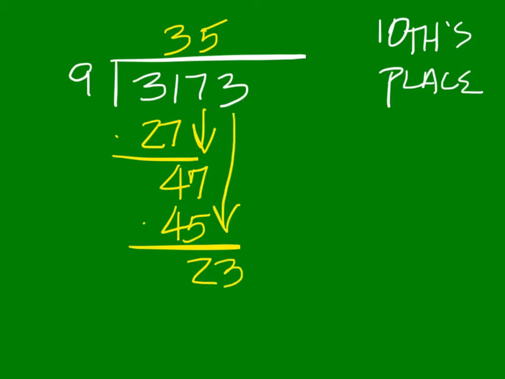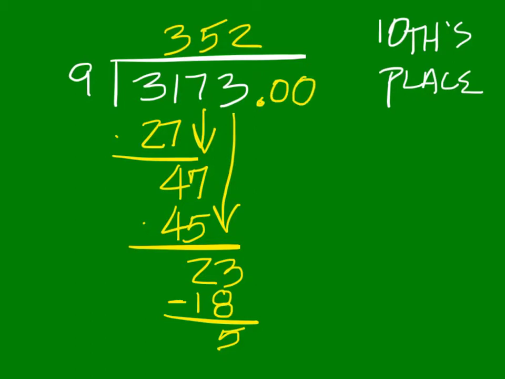How many times does 9 go into 23? 2 times, not 3 times. It won't be 27. 9 times 2 is 18. So what's 23 minus 18? 5. Yes, 5. And you have to bring down, put out 2 zeros.